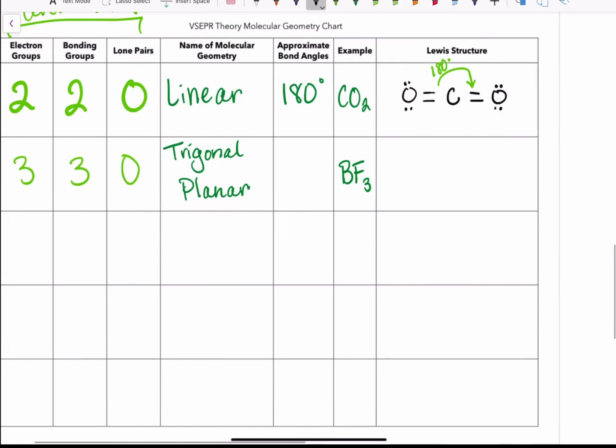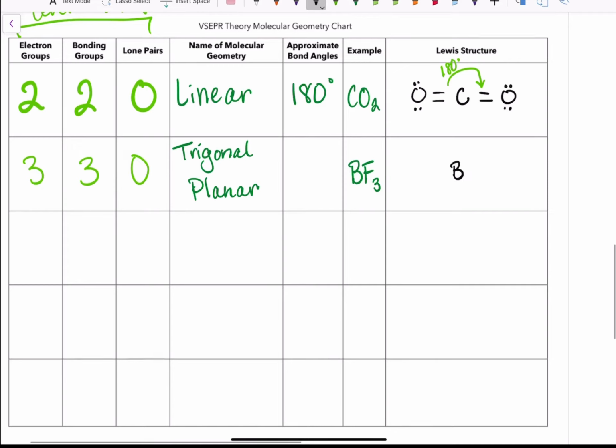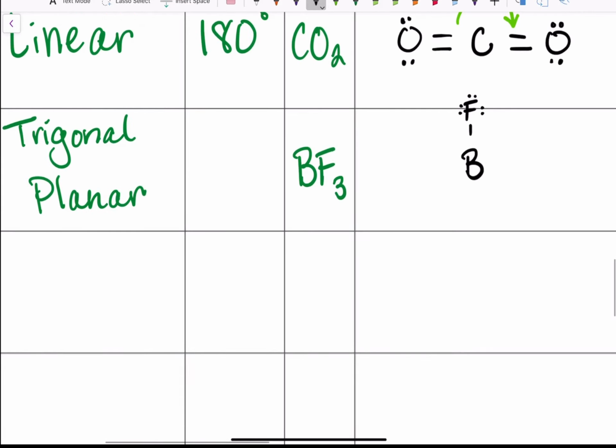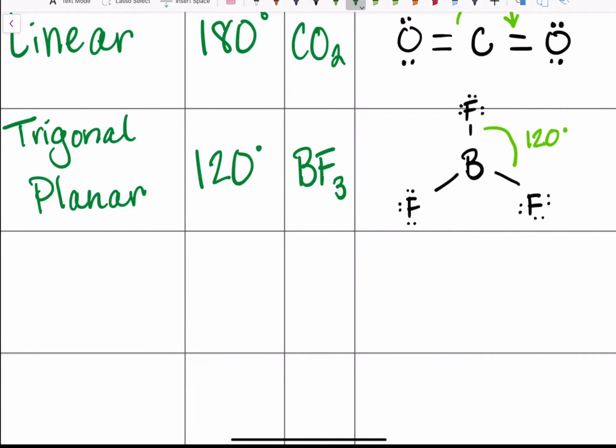So if we draw BF3 with the correct VSEPR theory, we could still have that fluorine up to the top, but then these 2 are going to come out to the side. And I know it's hard to draw the Lewis structures in these teeny tiny boxes, but we'll give it a go. So it would look like this. And each of the bond angles here are 120 degrees. So this angle is 120 degrees, and then so would this angle and that one. Those will all be 120. So trigonal planar as a shape is 120 degrees.